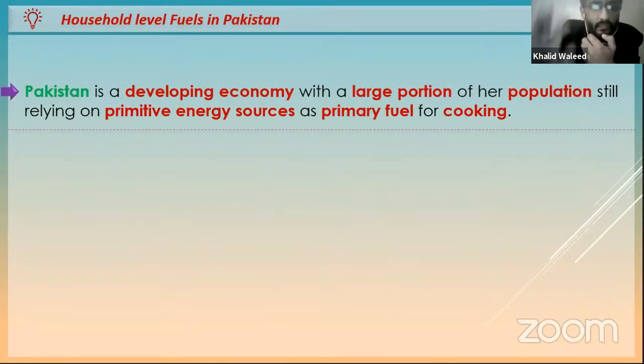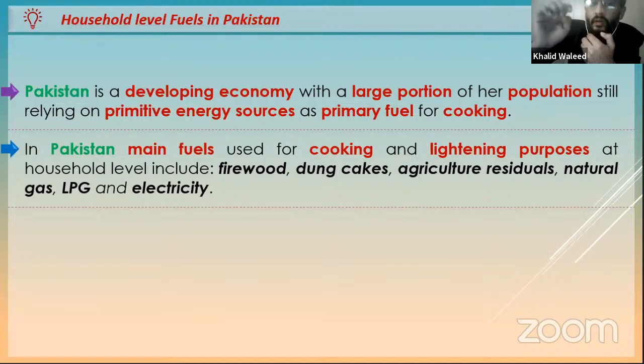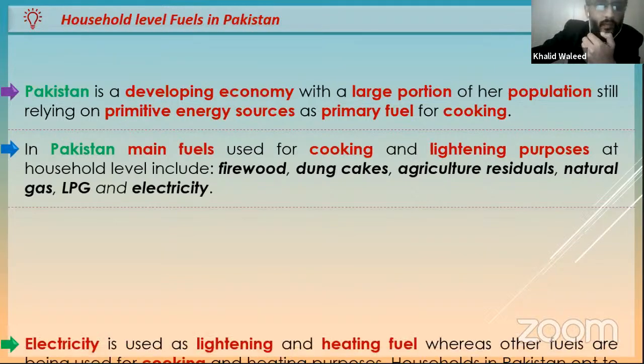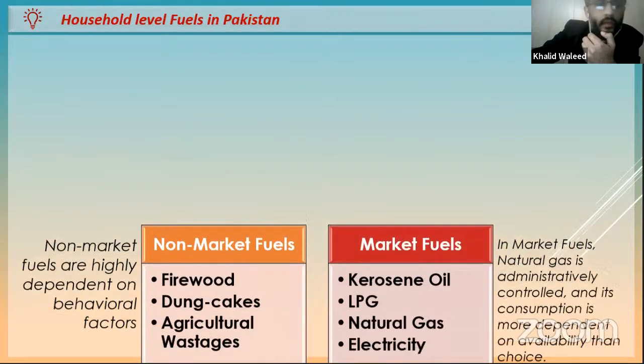If we see the condition in Pakistan, Pakistan is a developing economy with a large portion of its population still relying on primitive energy sources, and a major portion of the population is still residing in rural areas. In Pakistan, the main fuels for cooking and lighting purposes are firewood, dung cakes, agriculture residuals, natural gas, LPG, and electricity. People mainly use firewood for cooking purposes, whereas electricity is used as a lighting and heating fuel.